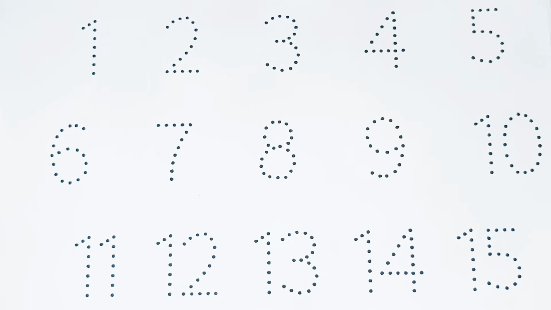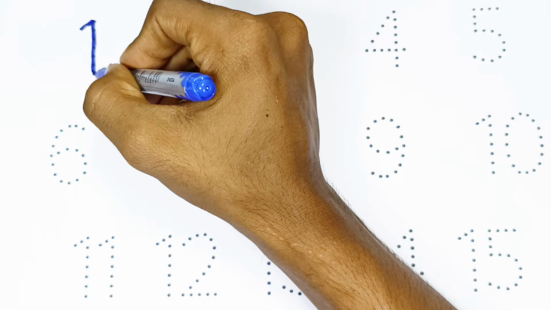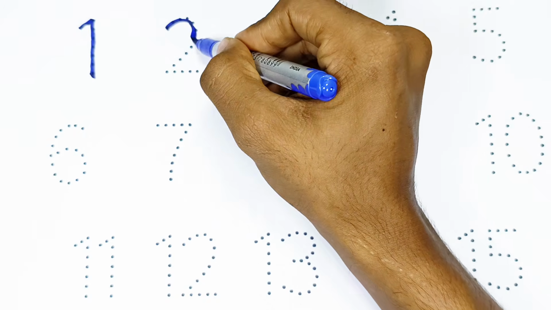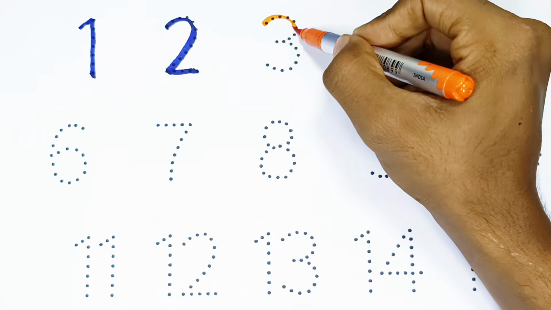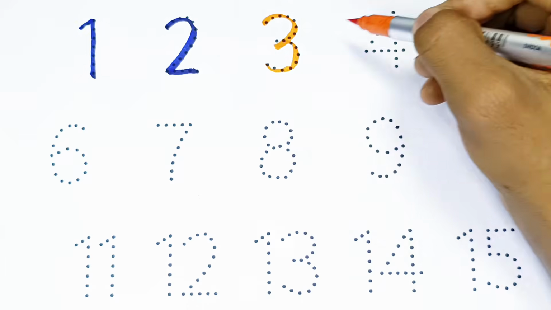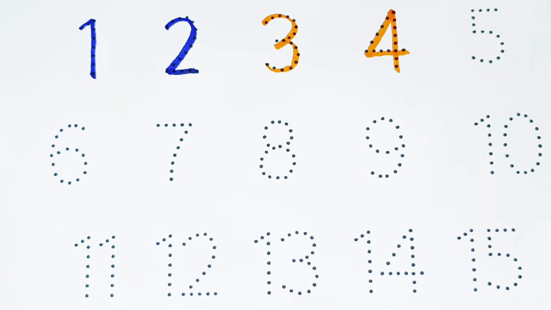So kids, now you draw 1, 2. Kids, now you draw 3, 4. Kids, now you draw 5.